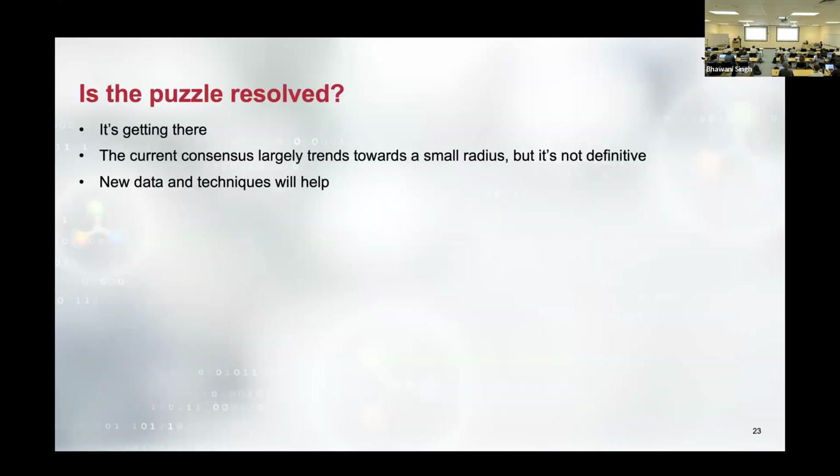And so now you might be saying, is the puzzle resolved? PRAD got a small radius. A lot of spectroscopy measurements have gotten small radius. We have this outlier. That's too strong of a statement. We have A1 that got a large radius. But generally, people are trending towards a small radius. Most experiments are getting that. Is it resolved? It's kind of getting there, but it's not definitive, and we need new data and techniques to back it up.